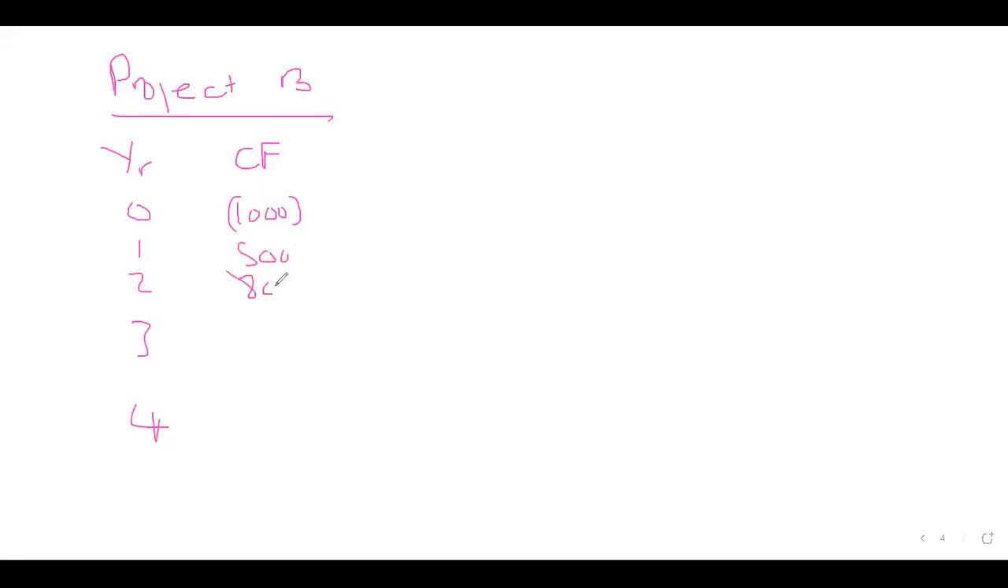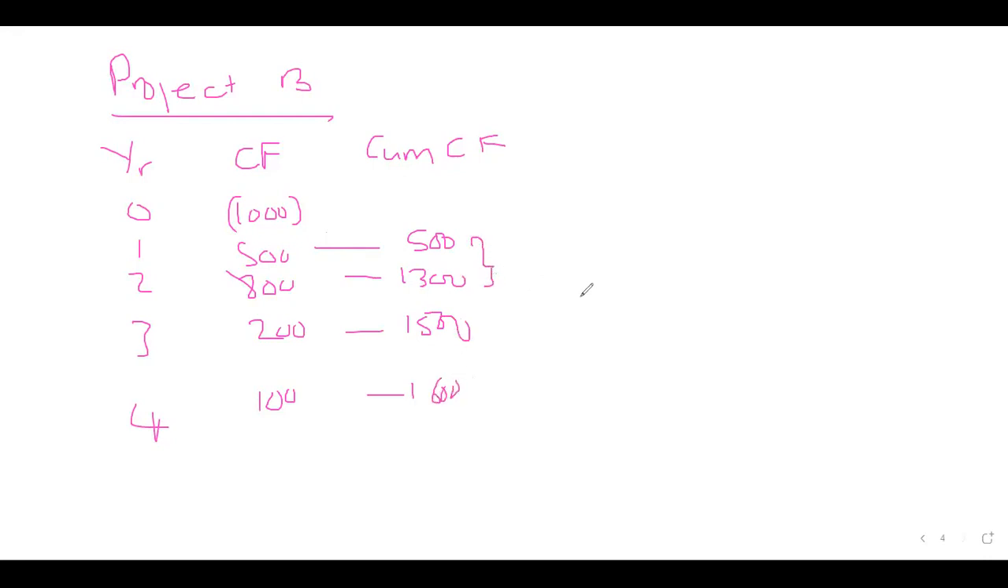5, 8, 2, and 1. Then we accumulate them. So we have 500 here, then 1,300, then 1,500, then 1,600. So the 1000 will lie between these two, right?